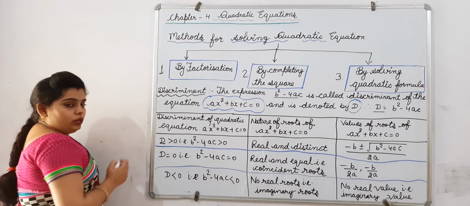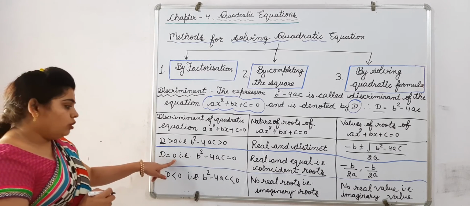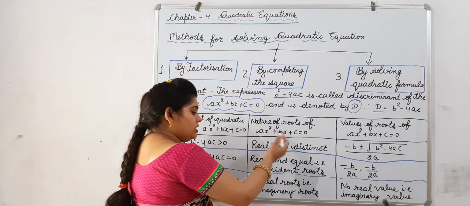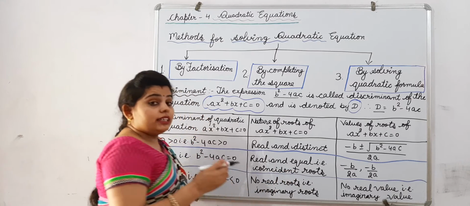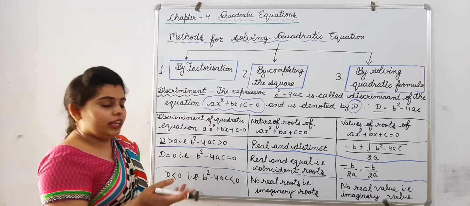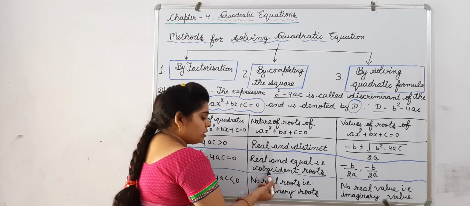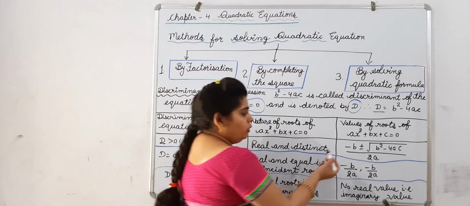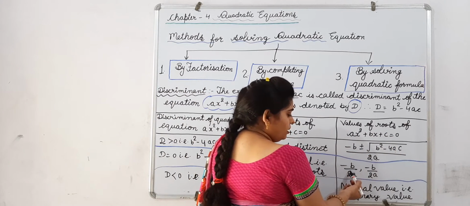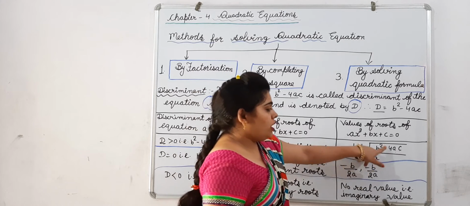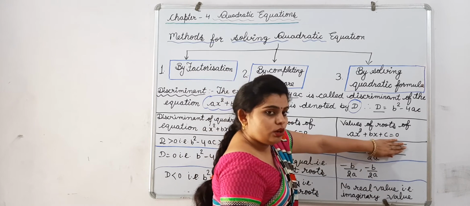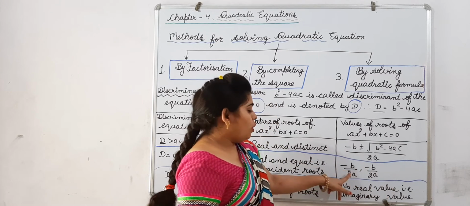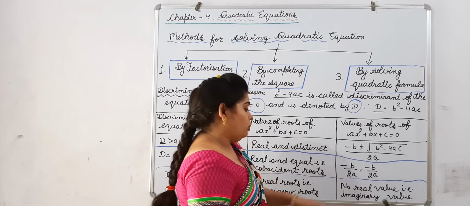Now, D is equal to 0. When this discriminant is equal to 0, that is b square minus 4ac is equal to 0, then the nature of roots of this equation will be real and equal. It means they will have real values and the roots will be equal. Then we can say that roots are coincident, or the equation has coincident roots. Then the value of this root will be minus b by 2a, because b square minus 4ac is 0. Then it will be minus b by 2a and minus b by 2a. Both roots will have the same value.